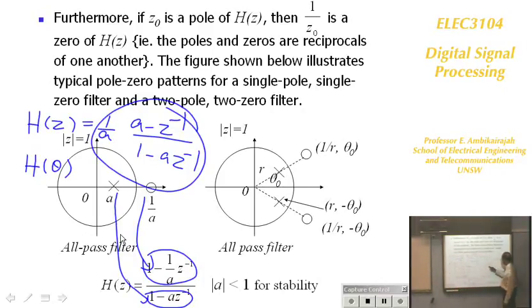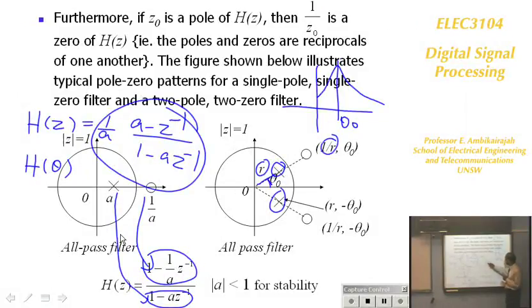Same condition here. Where is the pole? Here we've got a resonant pole. That's like peaking at theta naught. And I want to cancel that exactly. So I could have a zero reflected outside. If this is R, this is 1 over R at the same frequency. So I could have a zero going exactly opposite. When they cancel each other out, you get an all-pass filter.